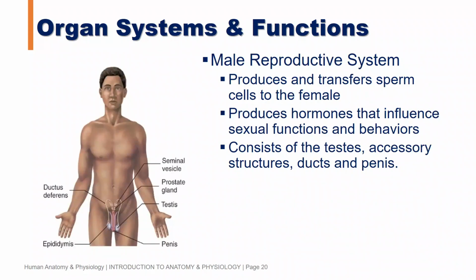For the male reproductive system, it produces and transports sperm cells to the female, and then it produces hormones that influence sexual functions and behaviors, and it consists of the testes, accessory structures, ducts, and penis. So we have here on the right side your seminal vesicles, and then you have your prostate gland, testes, penis, and then you have your ductus deferens, then you have your epididymis.